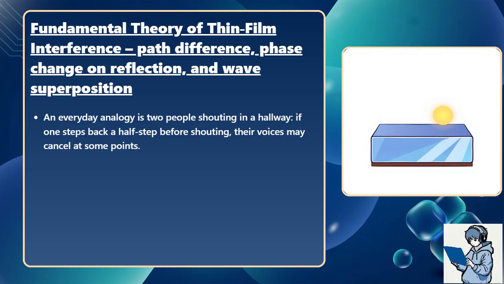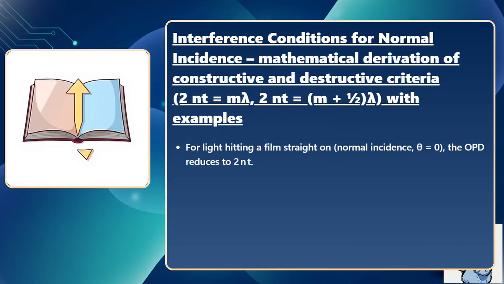An everyday analogy is two people shouting in a hallway. If one steps back a half step before shouting, their voices may cancel at some points. For light hitting a film straight on, normal incidence, theta equals 0. The optical path difference reduces to 2nt.